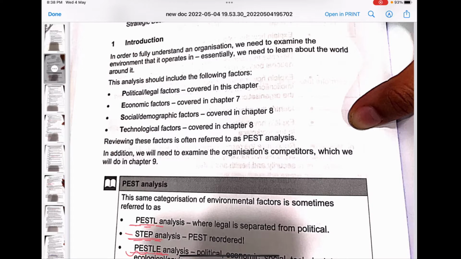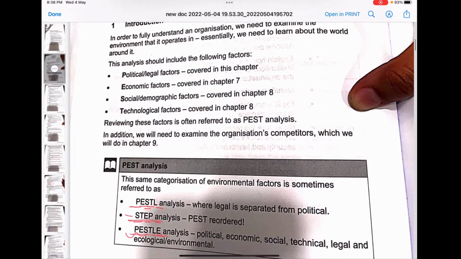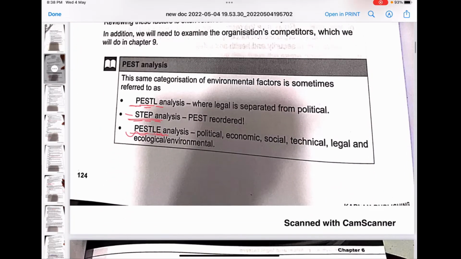The analysis should include the following factors: political or legal factors, economic factors, social or demographic factors, which we've done in chapter 8, and technological factors. Reviewing these factors is often referred to as PEST analysis. P is political, E is economic, S is social, and T is technological. In addition, we will need to examine the organization's competitors, which we'll be doing in the following chapters.